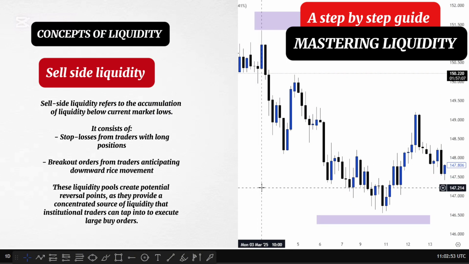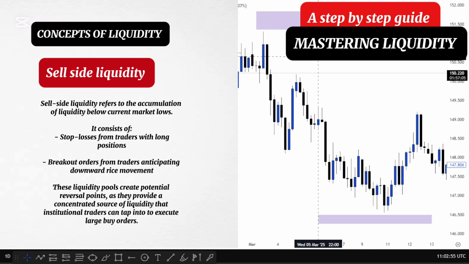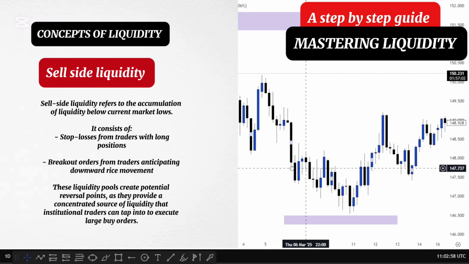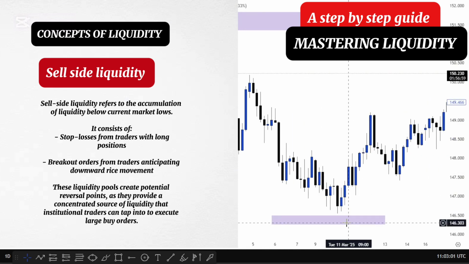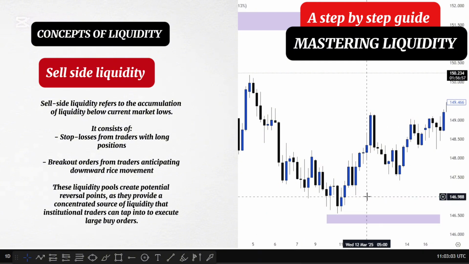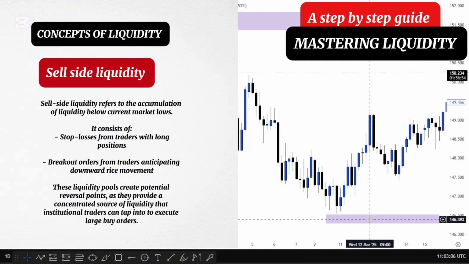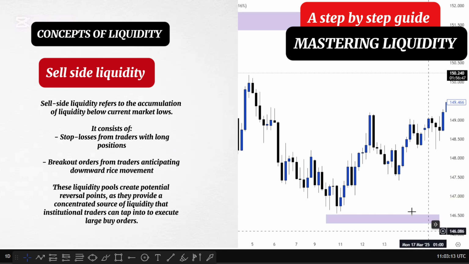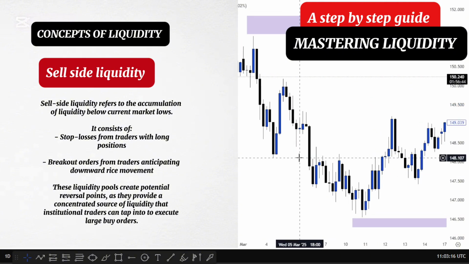And now what is the sell side liquidity? Sell side liquidity is the reverse of that. Sell side liquidity has to do with liquidity resting below the lows of the market, with the stop losses of buyers and the stop losses of sellers anticipating a short position. Those liquidity pools create potential reversal points as they provide a concentrated source of liquidity for institutional traders to tap into those areas and execute sell orders.